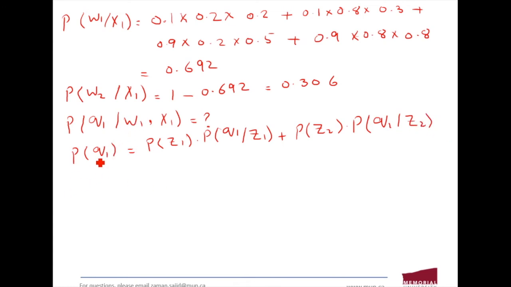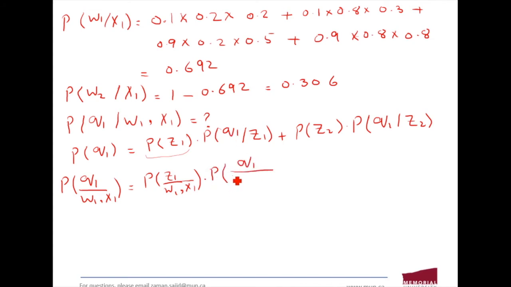Now I need to find out its conditional probability with respect to W1 and X1. So on the left hand side I will have the probability of Q1 given that W1 and X1. Now the same thing applies for each and every term on the right hand side. So this term will become the probability of Z1 given that W1 and X1, multiplied by the probability of Q1 over Z1, which is already available there. So it will be Z1.